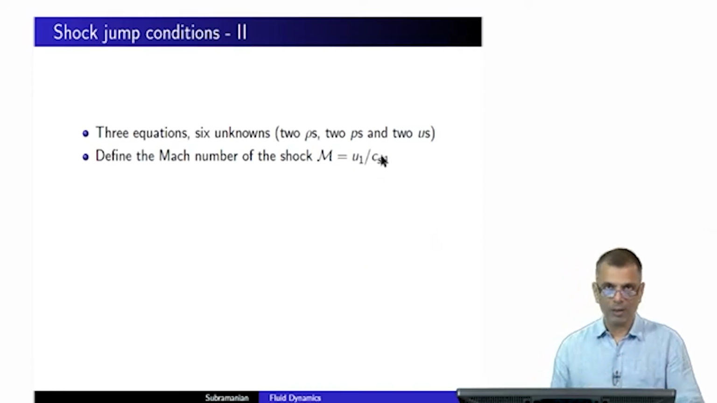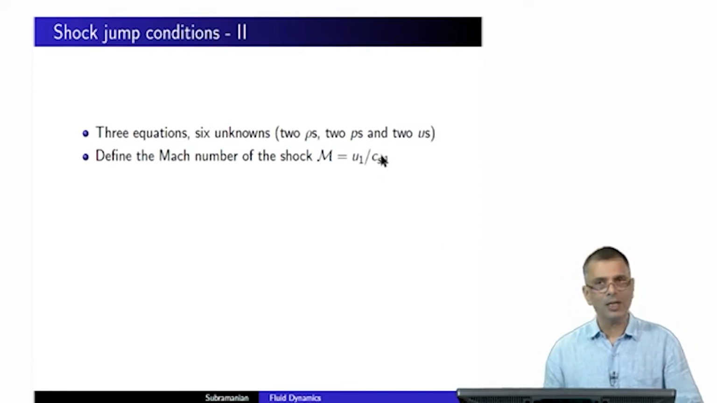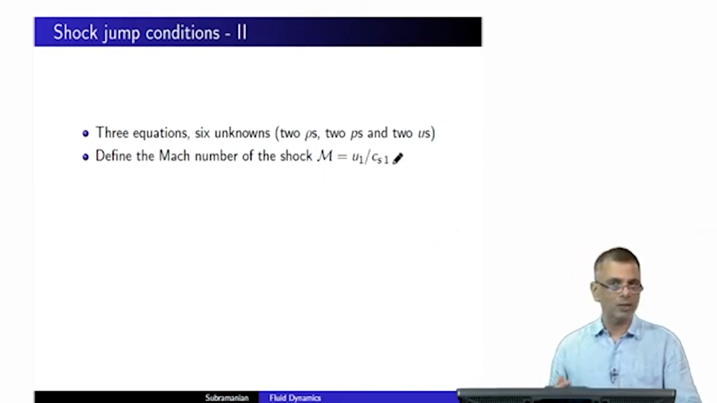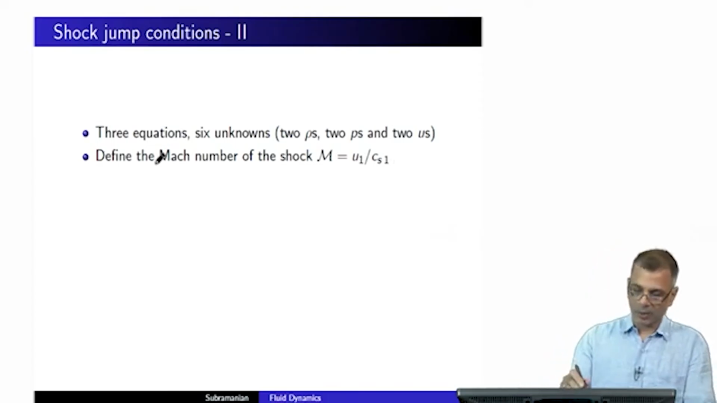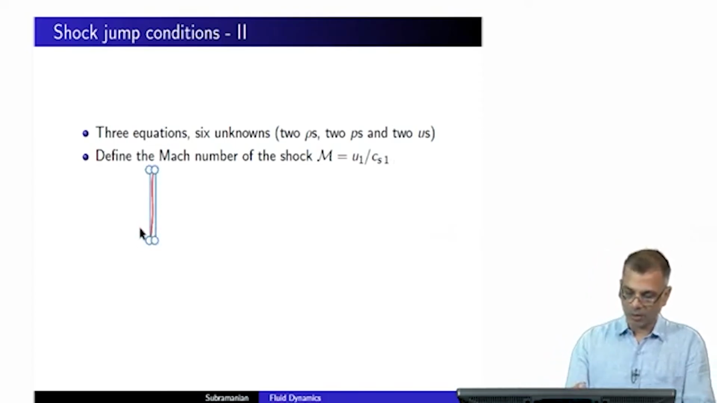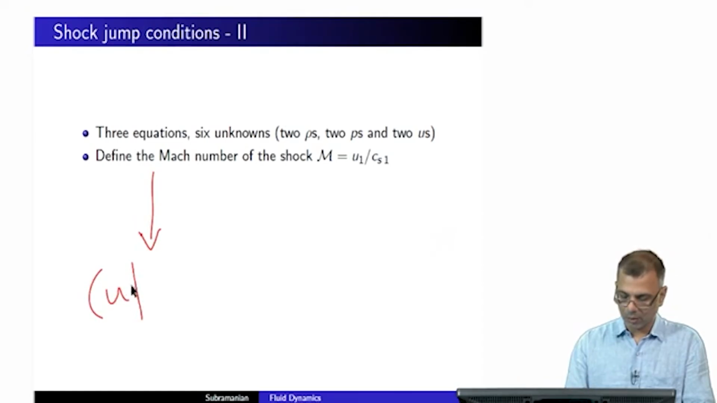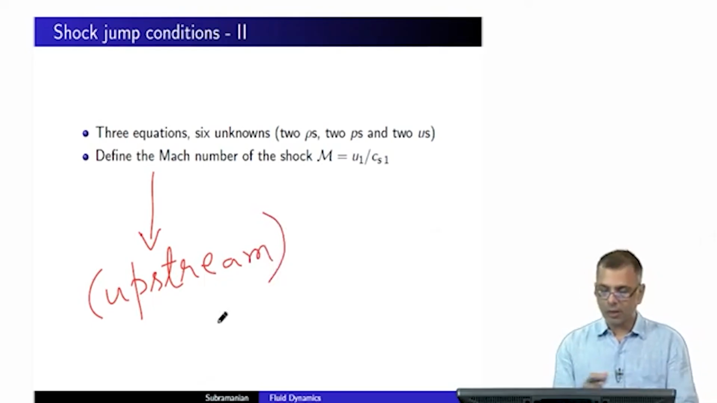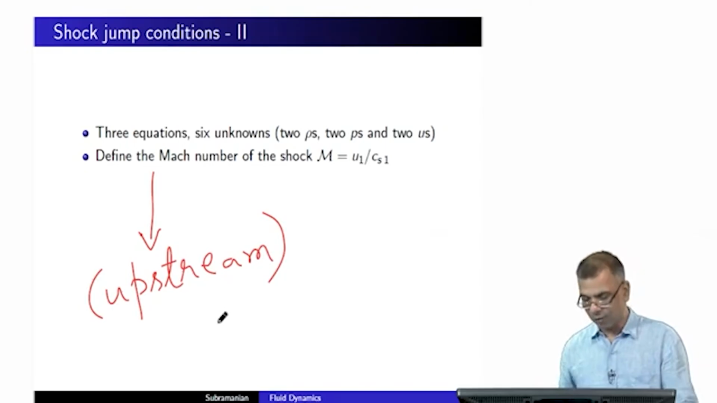Okay, so let's jump right ahead and define the Mach number of the shock as U1 over C sub S1. This is just by definition. We could even have defined another Mach number, U2 over C sub S2, with respect to the downstream quantity. This is just convention. Conventionally one speaks of the upstream Mach number, and one should really be saying upstream. So this is the upstream Mach number of the shock, and that's the definition.